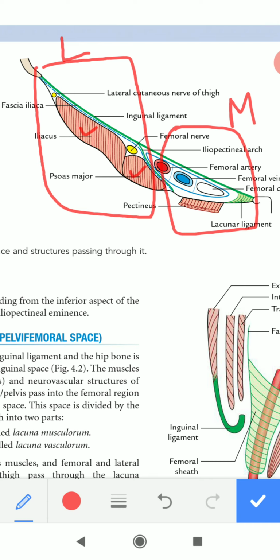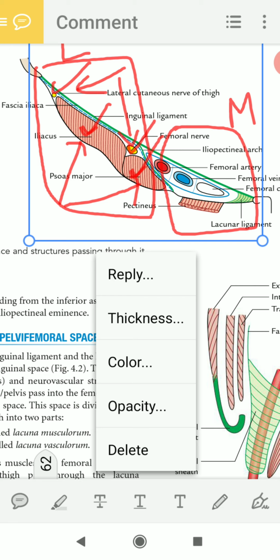So what are the components of the lateral part? You can see the iliacus muscle, psoas muscle, and the femoral nerve and lateral cutaneous nerve of the thigh. The psoas muscle is not shown here. So this is the femoral nerve and this is the lateral cutaneous nerve of the thigh. You can see two muscles, iliacus and psoas major, and two nerves, femoral nerve and lateral cutaneous nerve of the thigh.